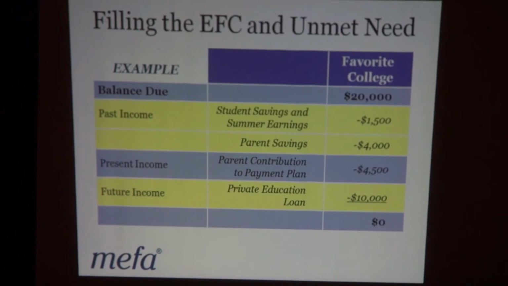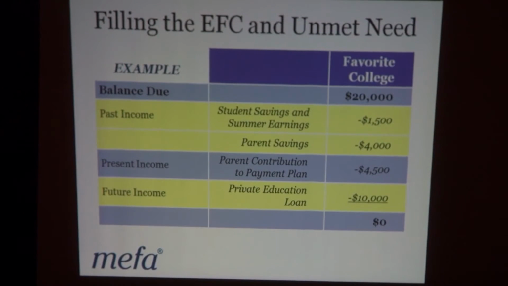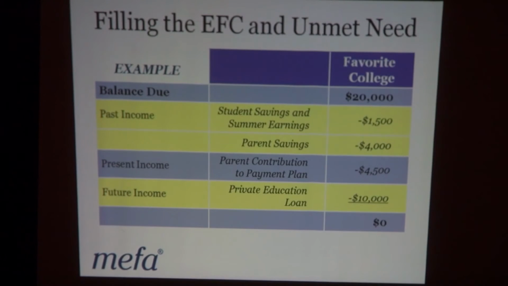With any large purchase, home, car, not many people just walk up and say, okay, here's my cash to pay that amount. You may be using multiple streams of income and savings. So maybe it's past income. Maybe the student has some savings and summer earnings. A lot of times schools will have part of that EFC be a student summer savings contribution, and maybe some parent savings. Maybe there's a 529 plan or college savings plan that you can use some of.